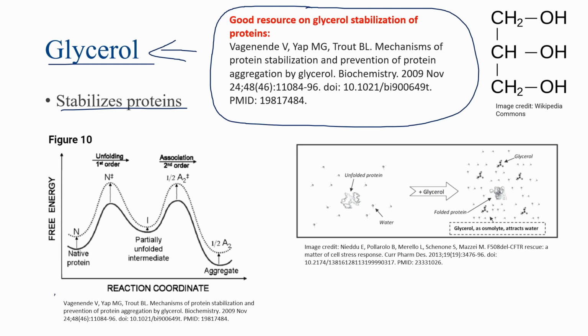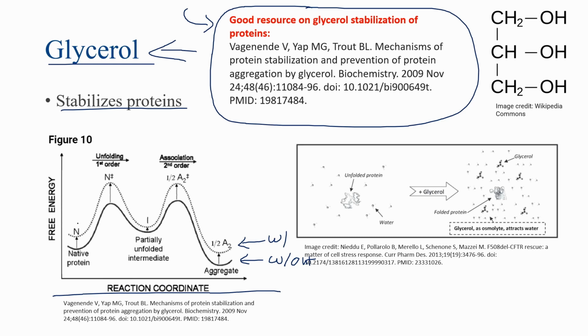So if we were to look at the figure at the bottom left, this figure is derived from the paper that I just highlighted at the top. And this figure showcases some of the mechanisms by which glycerol can help stabilize proteins. Importantly, on the figure, you can see a free energy diagram that showcases the unfolding of native proteins. Here in the dashed line, you can see a protein with glycerol, and in the solid line, you can see a protein without glycerol, and you can see the free energy diagram of both.